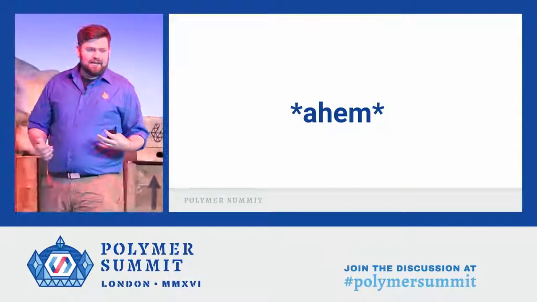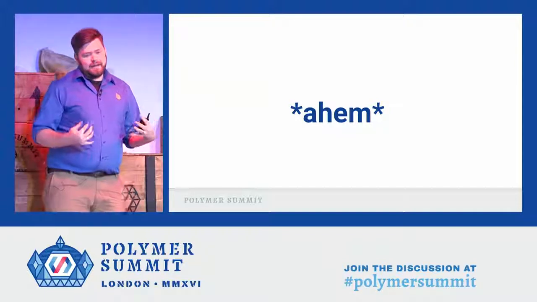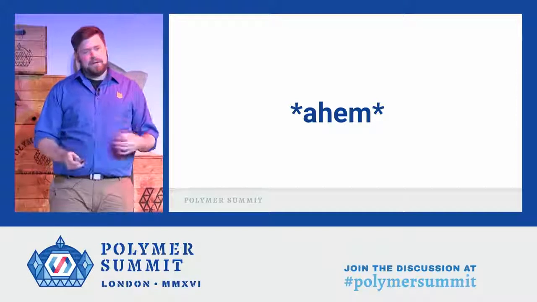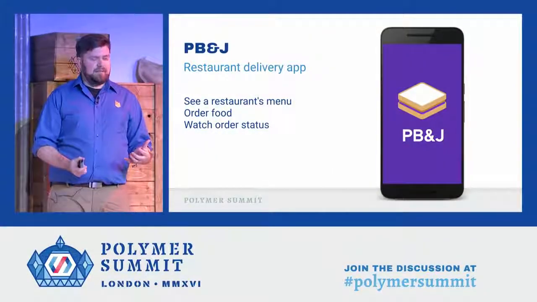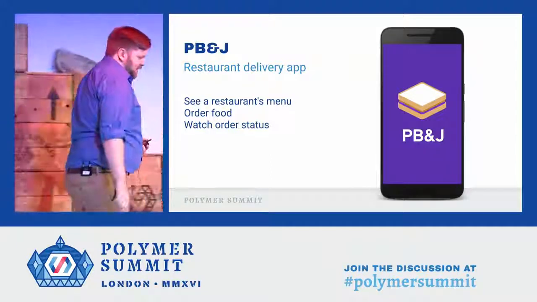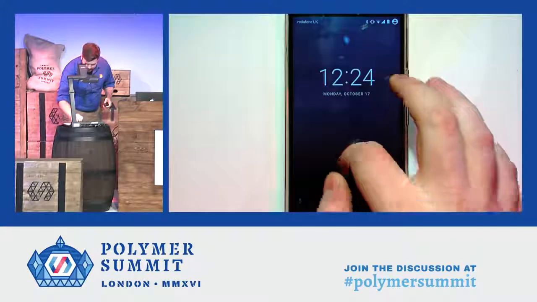It's 2 things that I think just fit together really naturally, and now I'm going to take a step back, and I'm going to look at how you can actually integrate these 2 things together, and how you can build a full progressive web application using Polymer and Firebase together. And I'm going to start with a demo. So I built a little app called PB&J. It's a restaurant delivery app where you can see a restaurant's menu, you can order some food, and then you can watch the order status. So let's go ahead and switch to a demo.